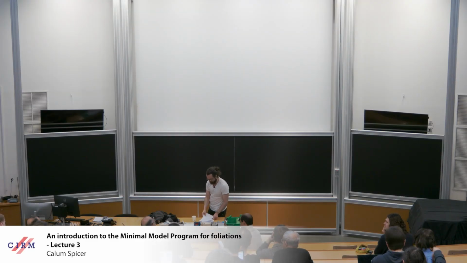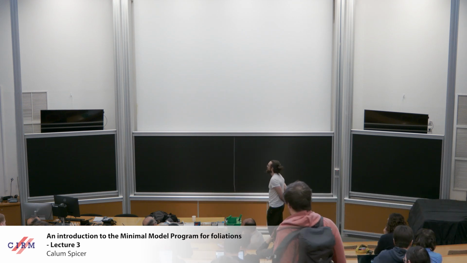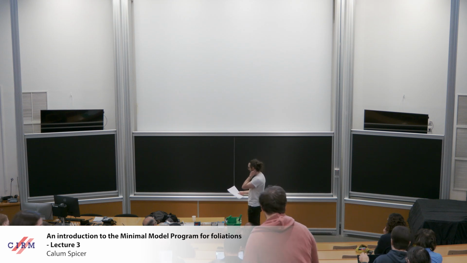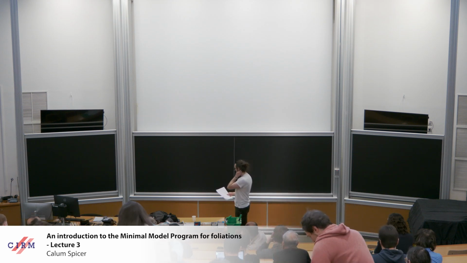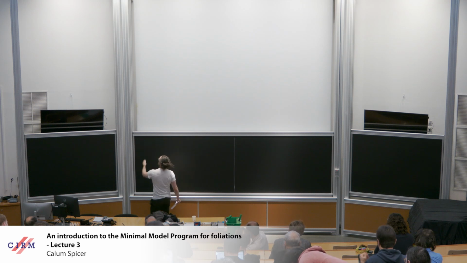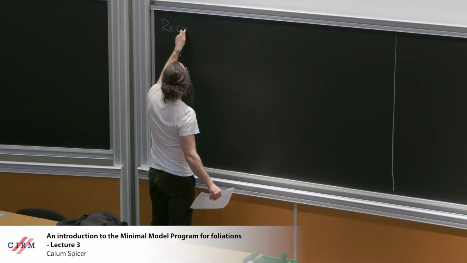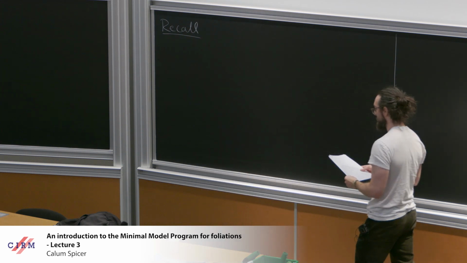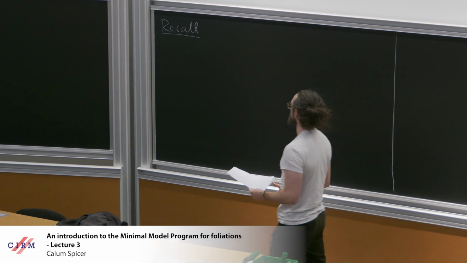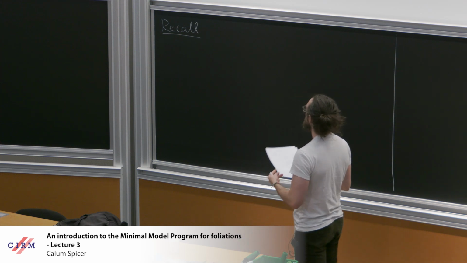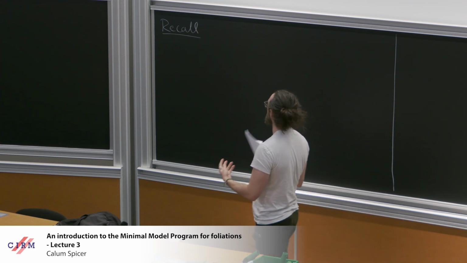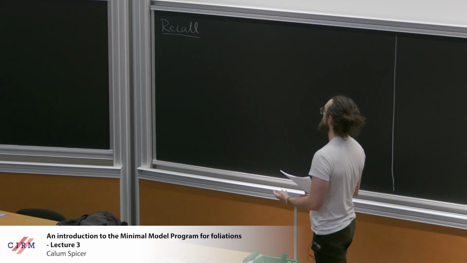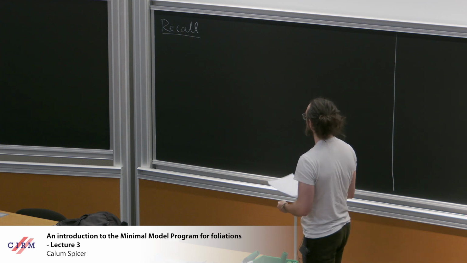Yep, thanks. So it's been 48 hours since I last talked, so maybe I want to just quickly recall what we achieved in the last lecture. Again, the goal of the minimal model program is to do surgery operations to a foliated variety, either to transform the foliation into one where K_F is Nef, or transform it into a fiber space, which looks like a P1 fibration.